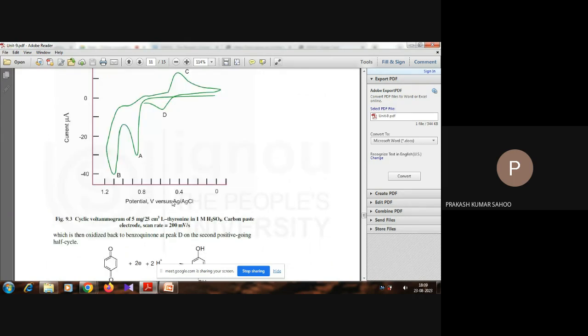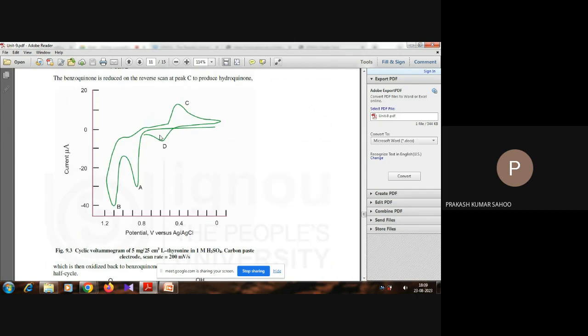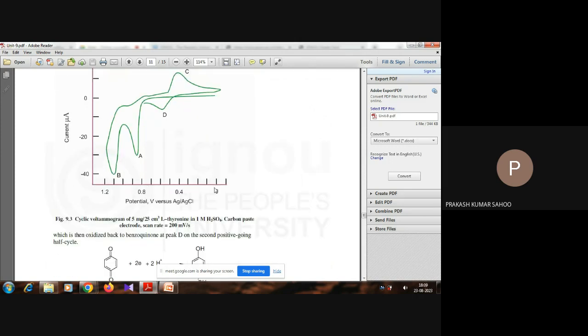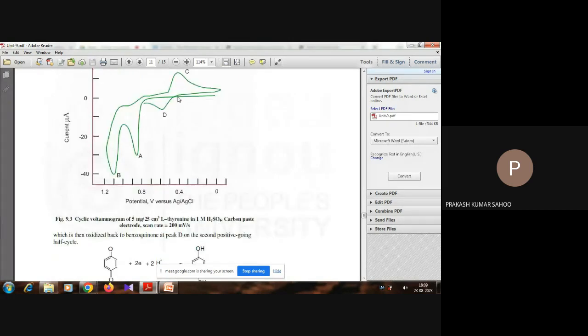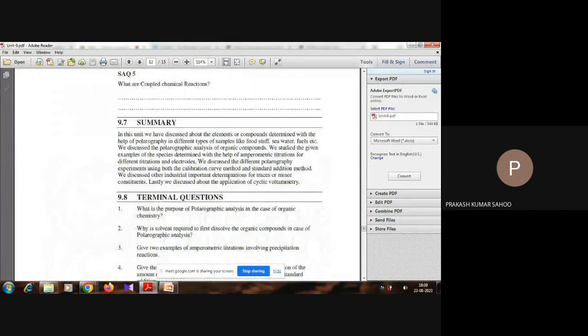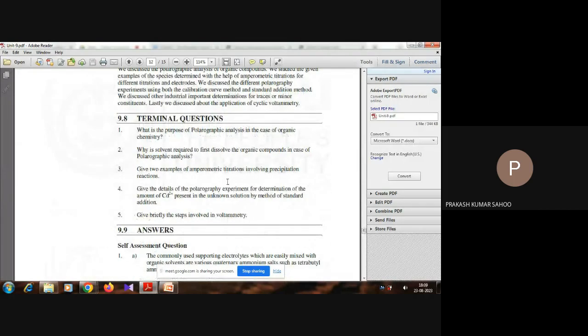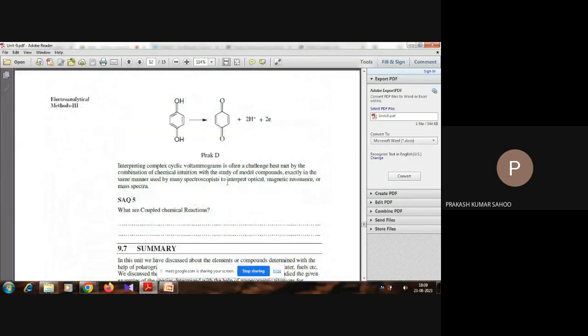This is peak C, where the current is very high with the potential. Then this is peak D, where hydroquinone changes back to benzoquinone, and again the current decreases. So these are some applications of polarography, followed by amperometry, and the last one is voltammetry. This is a very easy unit for remembrance, and you have to remember some of the things.